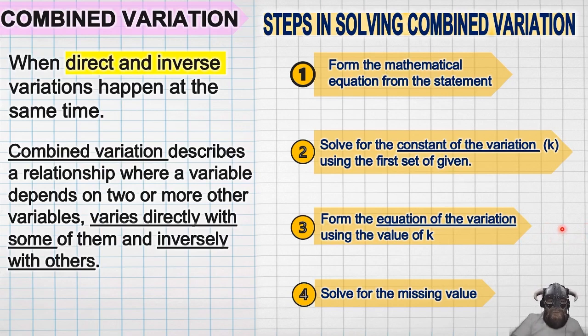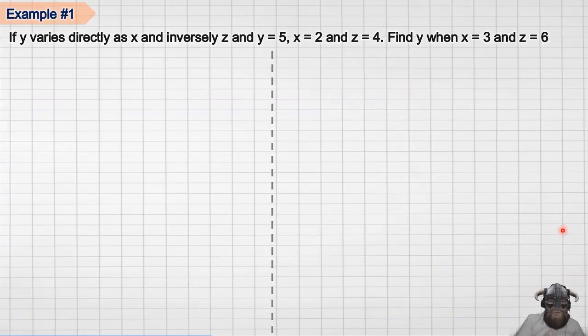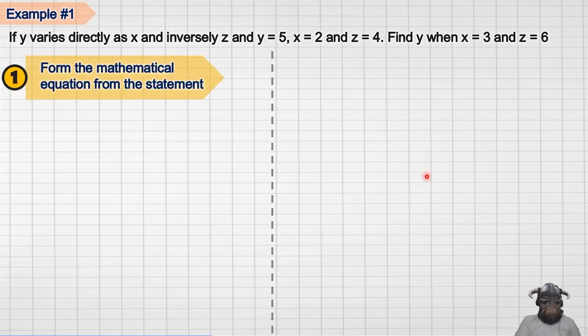Let's try to apply these following steps as we go through this example. So example number 1, if y varies directly as x and inversely as z, and y is equal to 5 when x is equal to 2 and z is equal to 4, we are asked to find the value of y when x is equal to 3 and z is equal to 6. So what is our first step? Let's try to form the mathematical equation from the given statement.